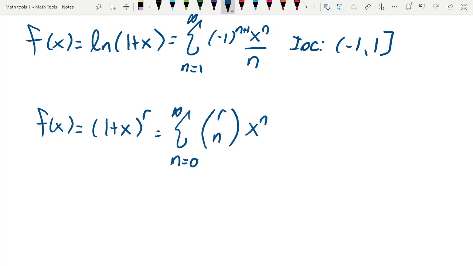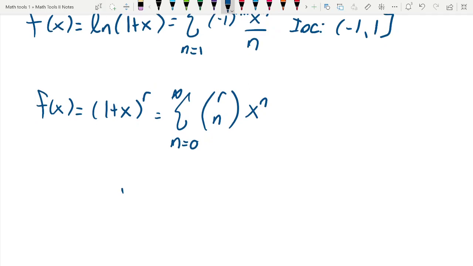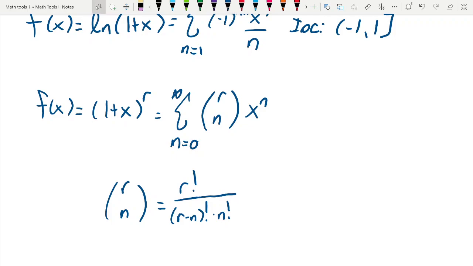to the n. If you're not familiar with this choose function, I think it's popped up once before on a homework assignment, but this is equal to r factorial over r minus n factorial times n factorial. And this is going to be also converging from negative 1 to 1.